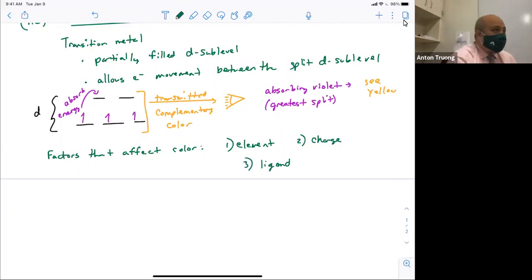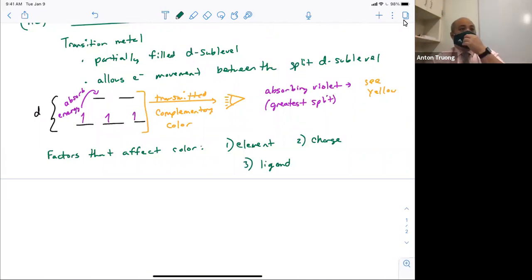A really common question I've seen before is: state and explain why copper solutions are generally blue. If you're going to talk about that, you need to say copper is a transition metal with a partially filled D sublevel. When it splits, if you're seeing blue, then it's absorbing orange. Orange is complementary, so the split D sublevel absorbs orange frequencies of light, and therefore the complementary color is transmitted, and that's blue.